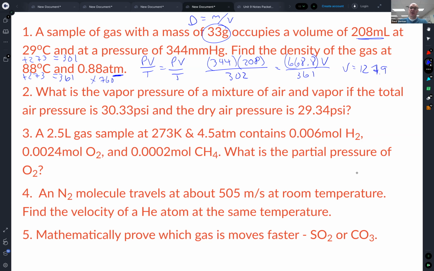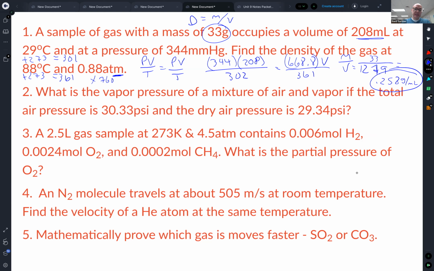That's okay. So we're going to take mass over volume. So I'm going to take 33 divided by that value that we just got, and we're going to end up with 0.258 grams per milliliter.